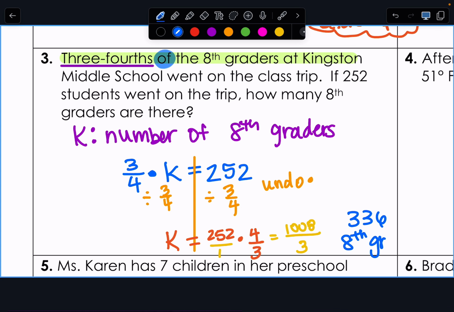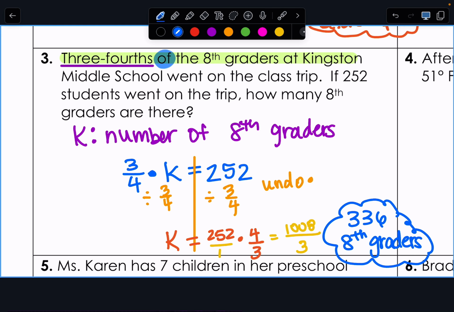And you better have 8th graders after that number. There are 336 8th graders at Kingston Middle School. How many are here? More than that. I think it's closer to 350.